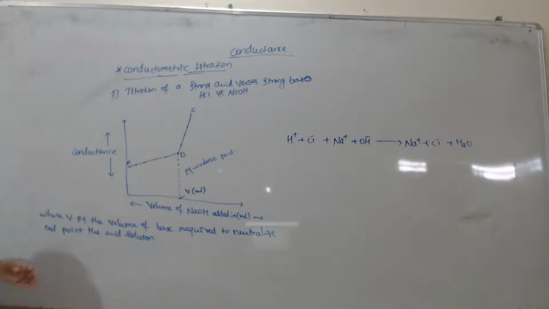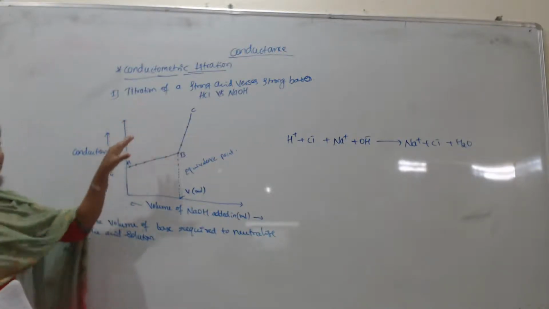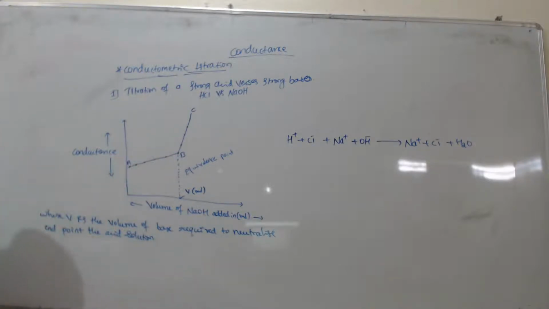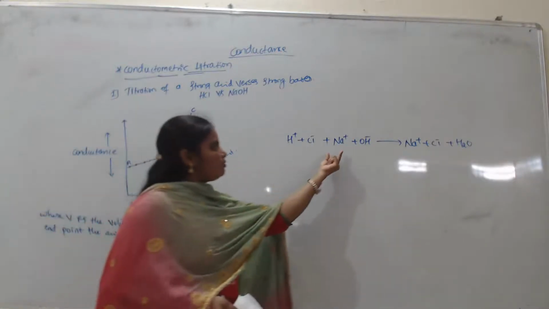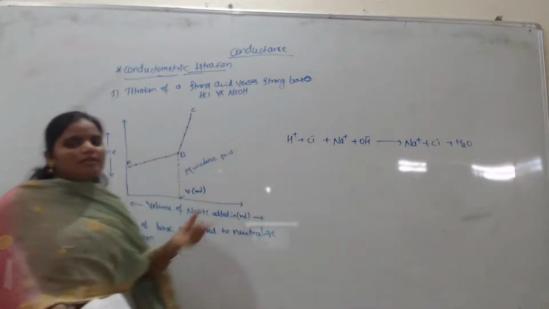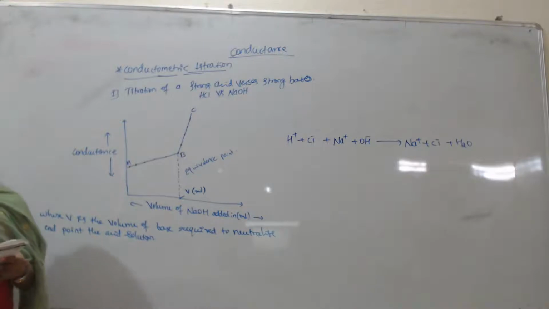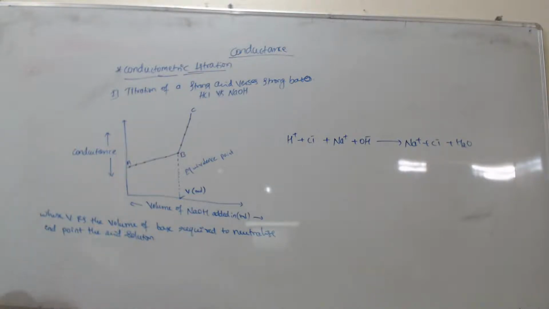On adding the sodium hydroxide solution drop by drop into the beaker containing HCl solution, the fast moving H plus ions are replaced by slow moving Na plus ions, and hence the conductance of the solution keeps falling until the end point is reached.